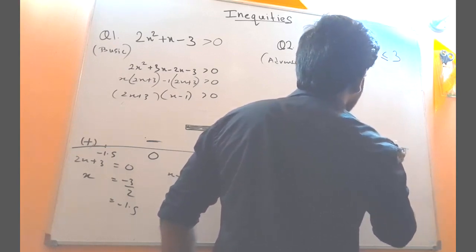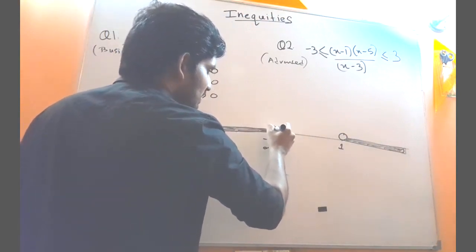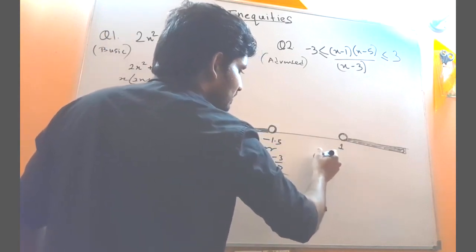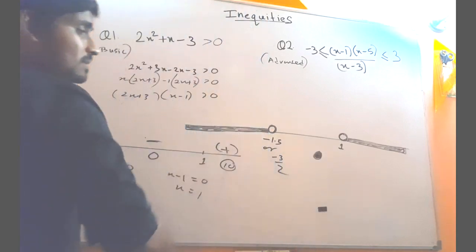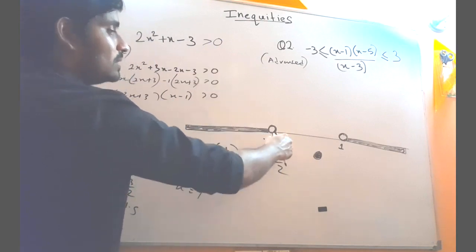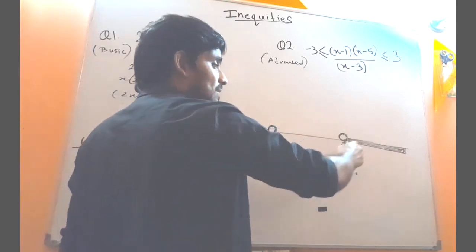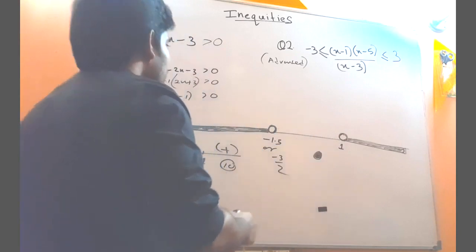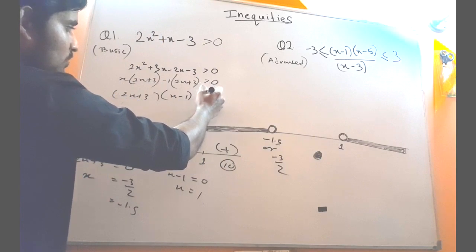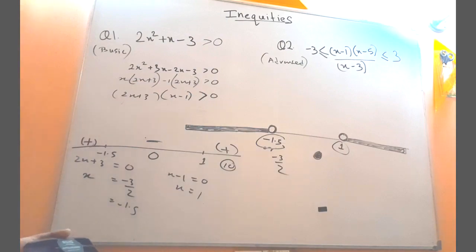Now you can see that I have sketched something like a ring, not a filled circle. This represents the values that are lesser than minus 1.5, without including minus 1.5, and the values that are higher than 1, without including 1. Only those values satisfy this inequality, so you cannot consider minus 1.5 and 1. I hope you got it.